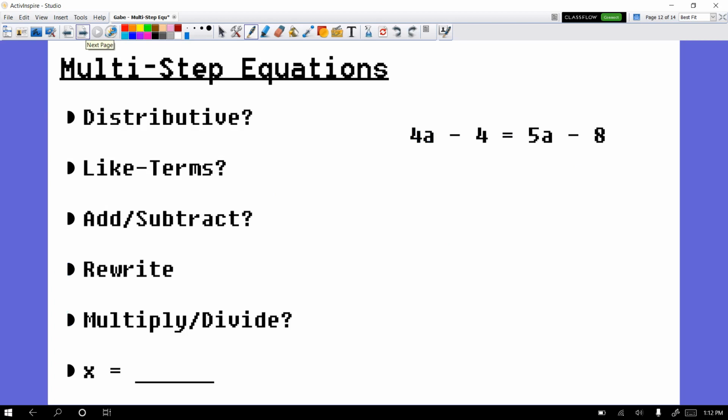Again, same routine, and just know that spot right here before you can start doing anything that we did with one or two-step equations. Get rid of the multi-step. Okay, so I'm dividing the problem in half. I do not see anything that shows me distributed. Looks like everything's already been distributed. The 4a minus 4, no parentheses, nothing to distribute. 5a minus 8, nothing to distribute.